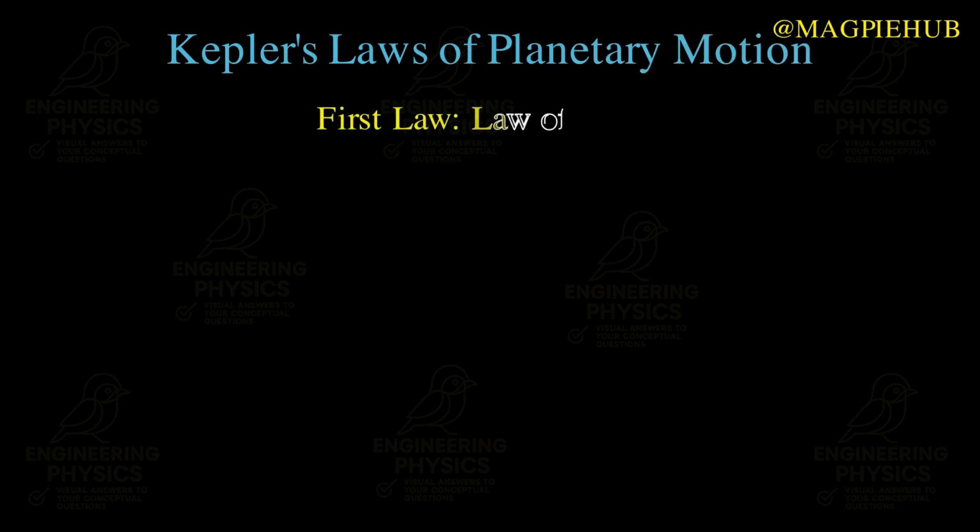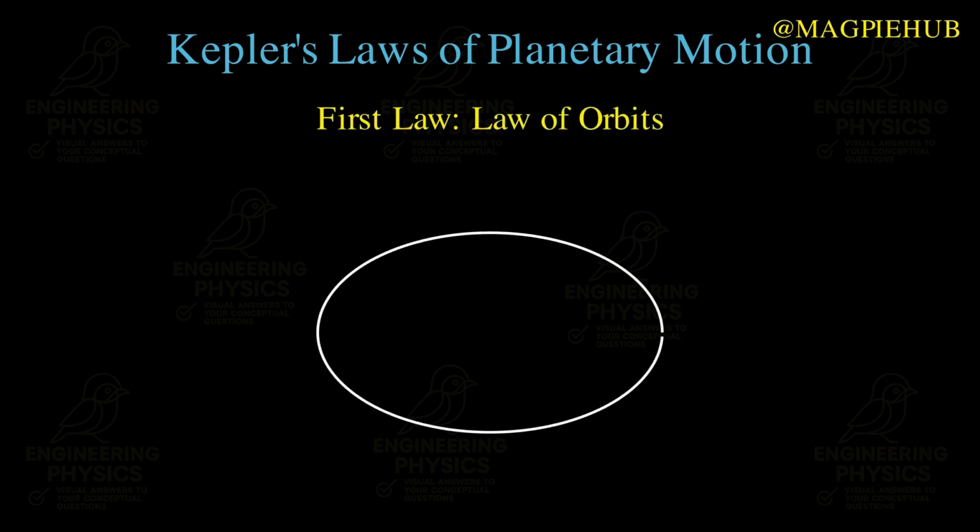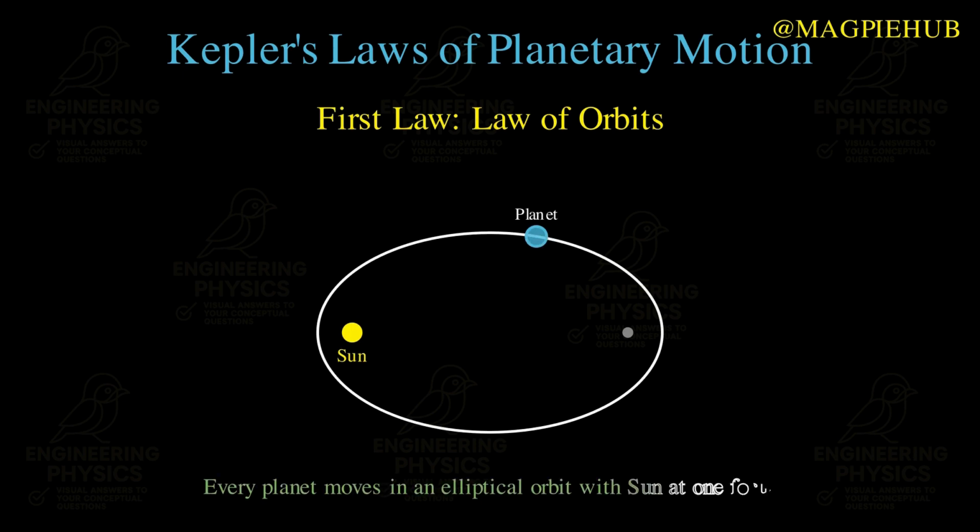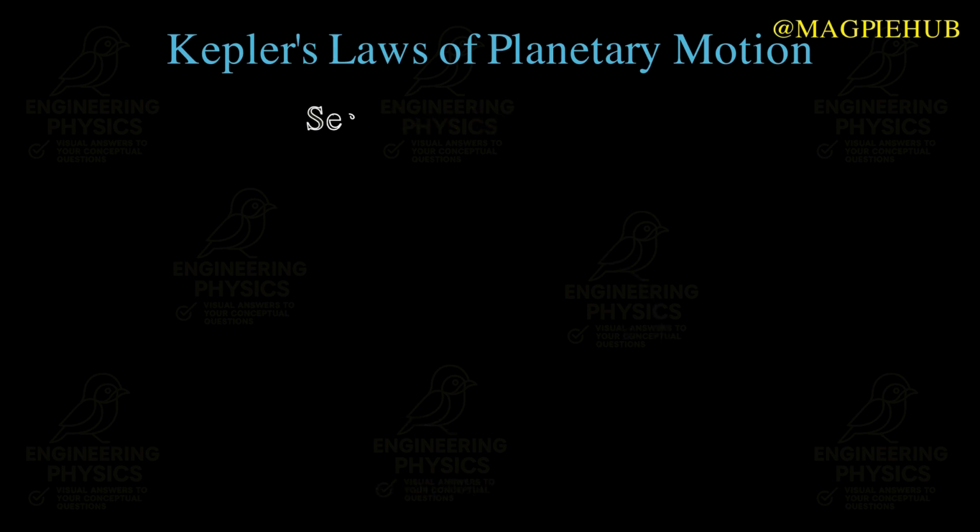Discovered even before Newton, Kepler's first law is the law of orbits. It states that every planet moves in an elliptical orbit with the Sun at one focus. Not circular, but elliptical. The Sun is not at the center, but at one of the two foci of the ellipse. This explains why planets are sometimes closer to Sun, called perihelion, and sometimes farther, called aphelion.